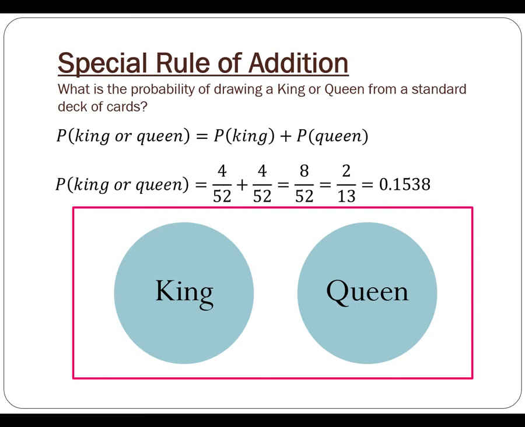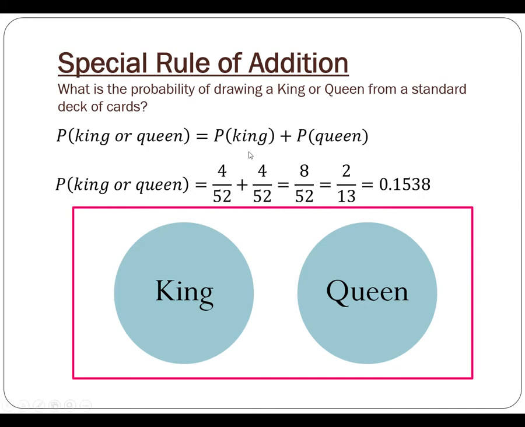So the question that I have is, what is the probability of drawing a king or a queen from a standard deck of cards? When we have the word or, we want to draw one of those cards or the other. So you could simply grab a deck of cards and you could count up all the kings and queens, and you would see that there's 8 of them out of a total of 52 cards.